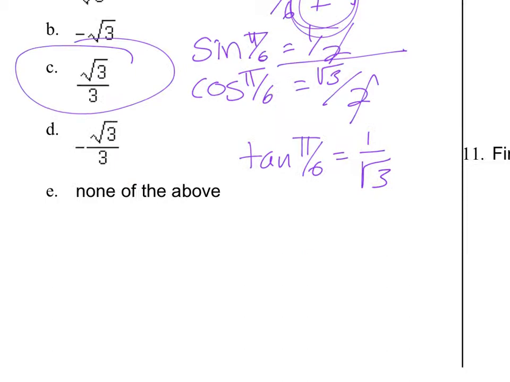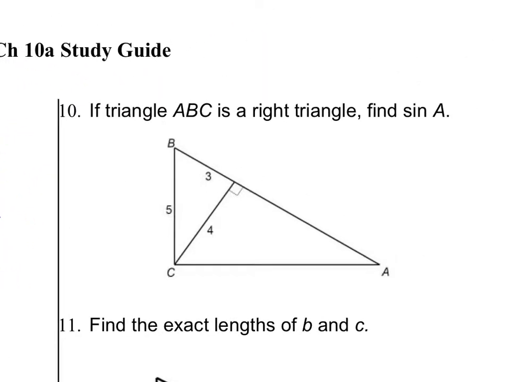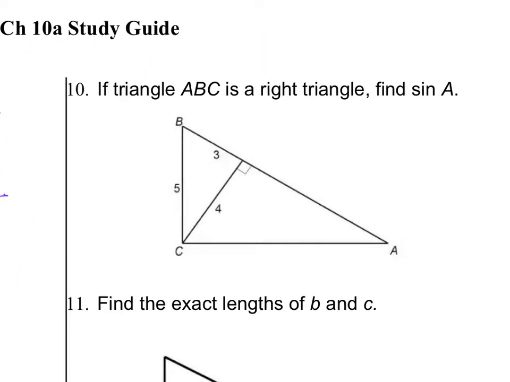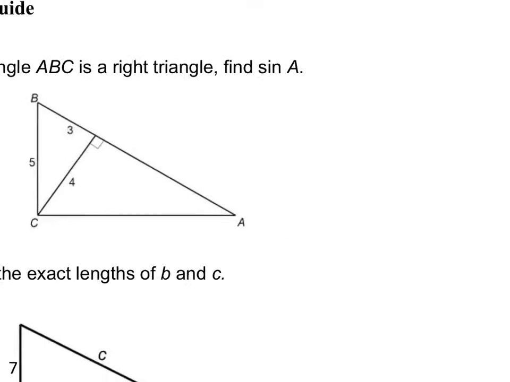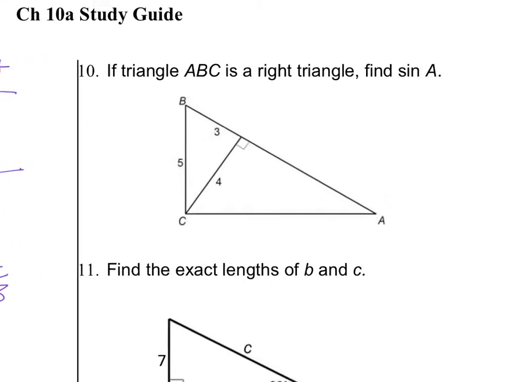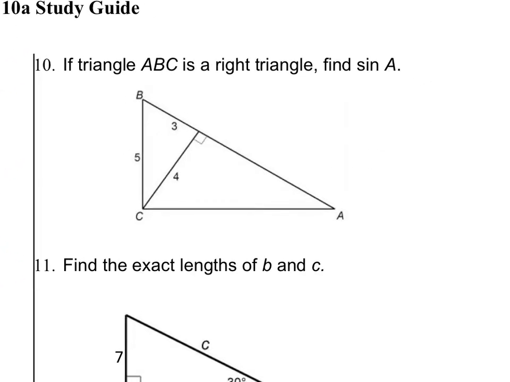Okay, not too bad. Number 10 is over here. All right, this one's a little dicier. So what we're going to do is pull out these triangles separately. I've got some extra space over here. Okay, so I have A, B, C. I'm looking for the sine of A, which means I need its opposite over its hypotenuse. So I need those two values.